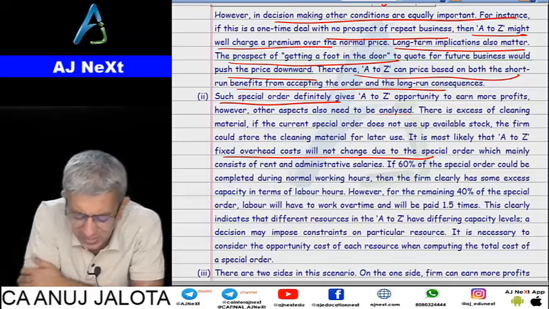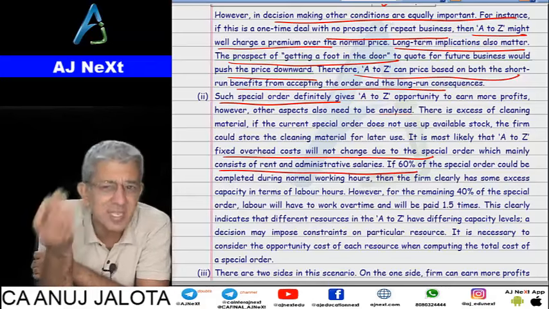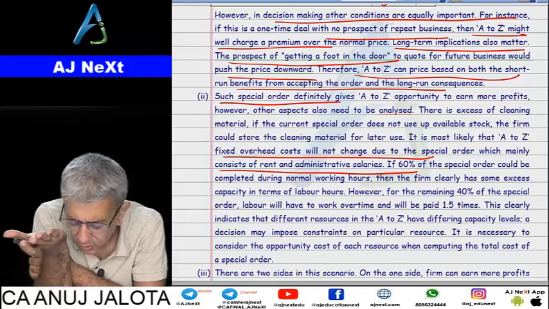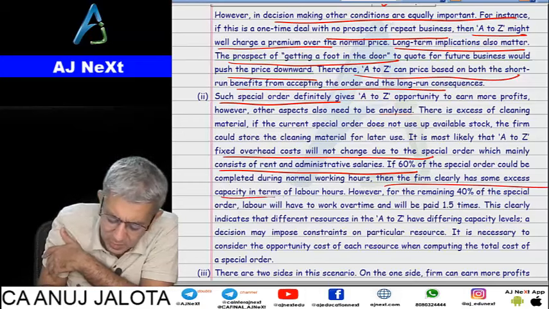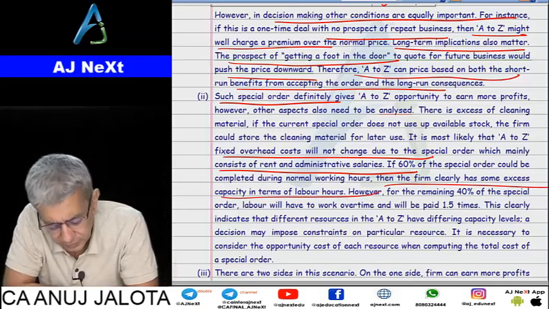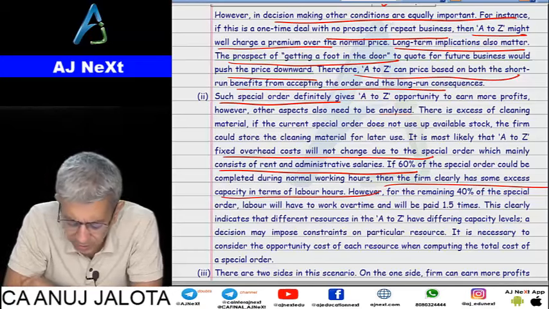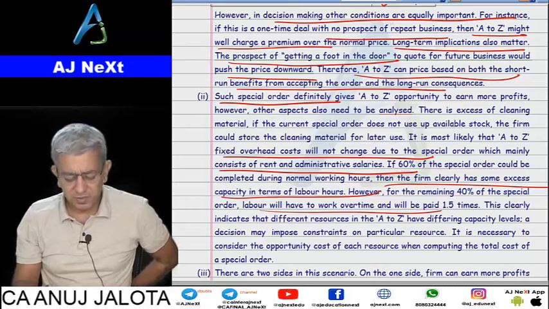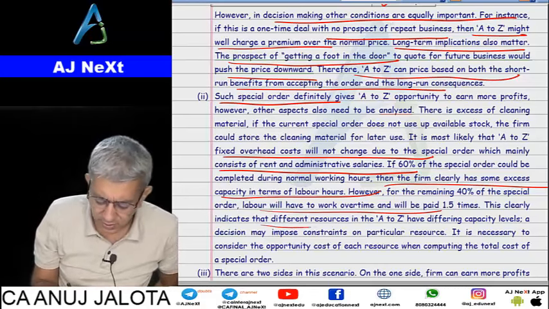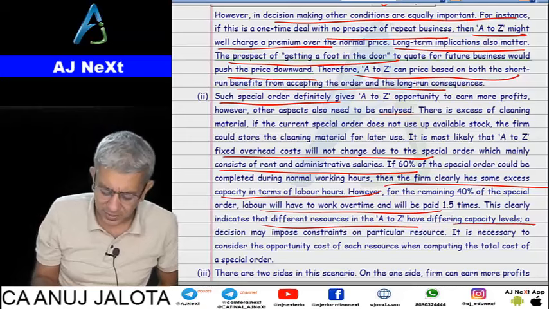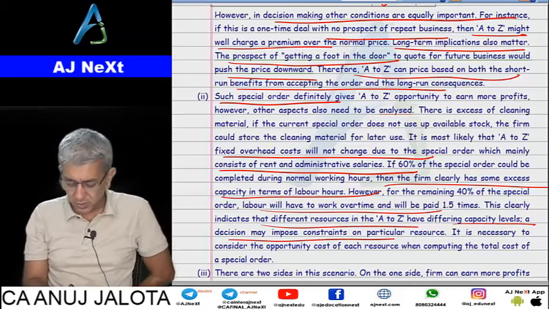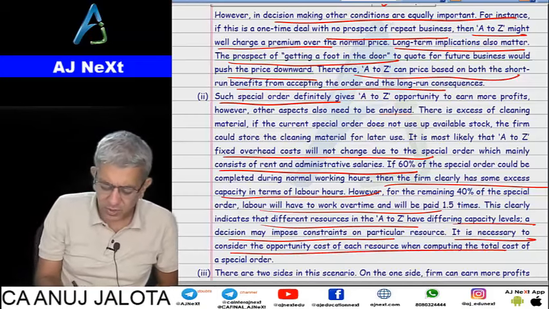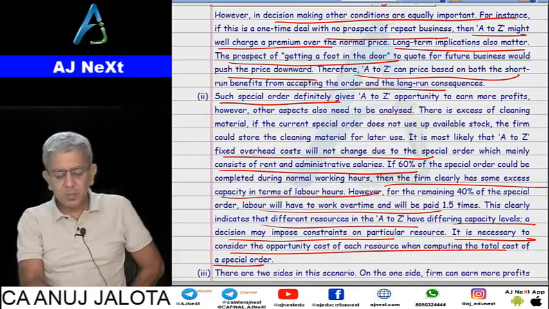So even if you say this line, where is the question of excess supply or excess demand in this? If 60% of the special order could be completed during the normal hours, then the firm clearly has some excess capacity in terms of labor hours. However, for the remaining 40%, labor will have to work overtime and be paid 1.5 times. This clearly indicates different resources have different capacity levels, a decision that might impose constraints on a particular resource. It is necessary to consider the opportunity cost for each resource while computing the total cost of a special order.